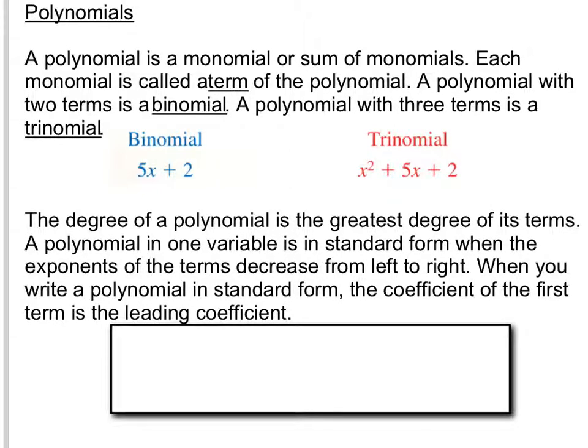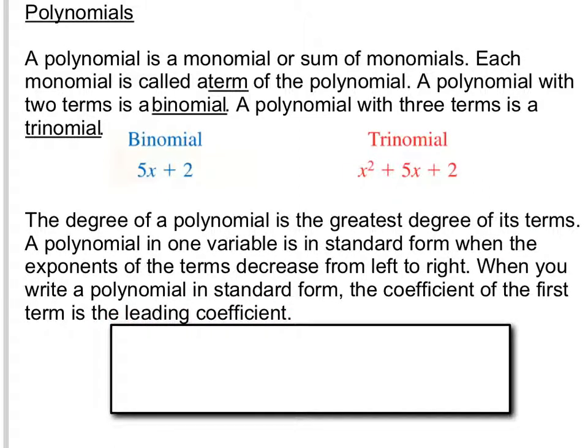That's actually how each of my 2 previous examples are written. Exponent here is 1. There's no exponent here. They decrease from left to right. Exponent here is 2, then 1, then nothing, or 0. They decrease from left to right. In this case, we have a coefficient of the first term, which is called the leading coefficient. In this binomial, it's 5. In the trinomial, it's the invisible 1.